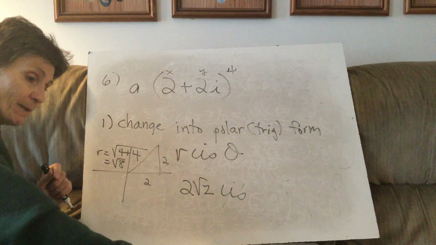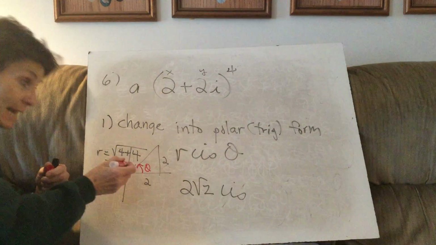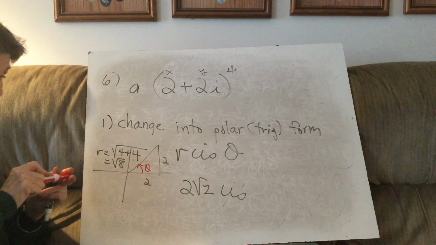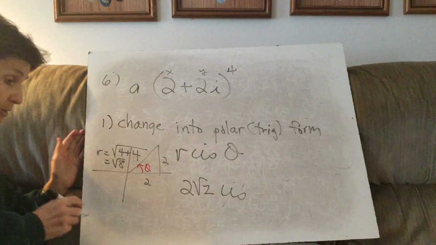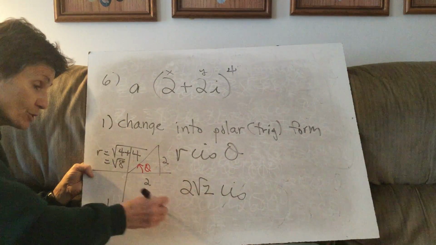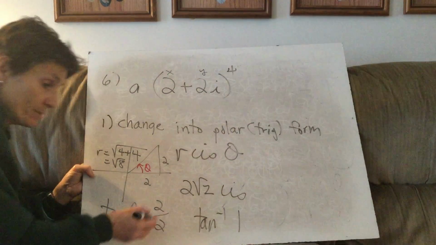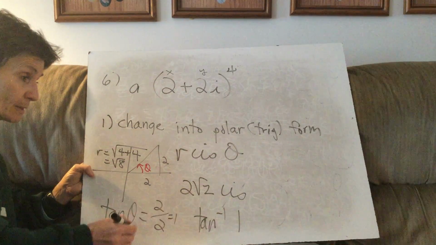And then I'm going to find my theta, which is that angle actually. It's in the first quadrant, so it is the angle. So the tangent of the angle is 2 over 2. So I'm going to do second tangent 1. 2 over 2, that's 1.